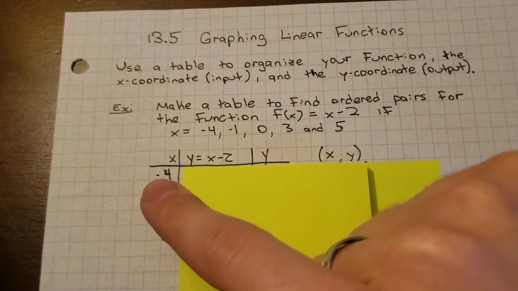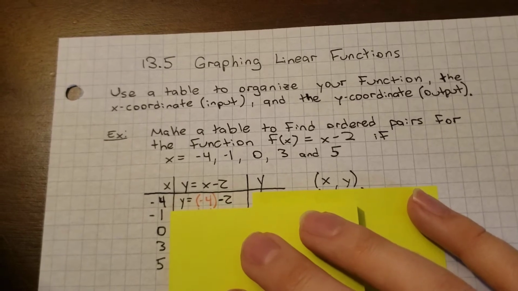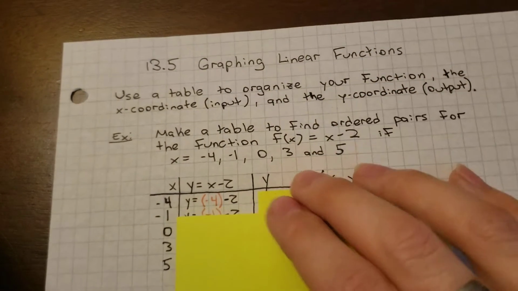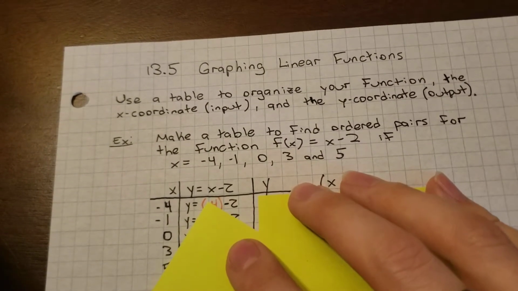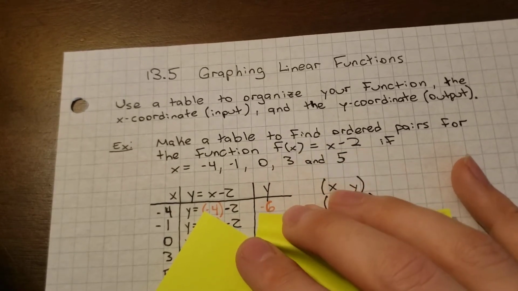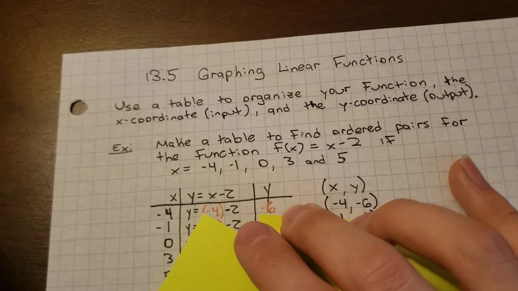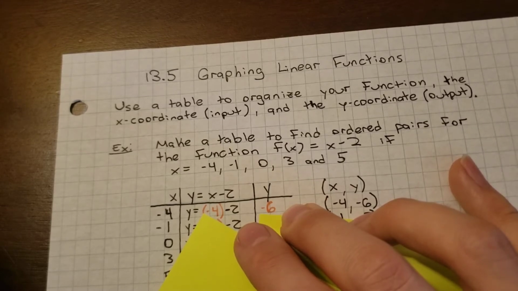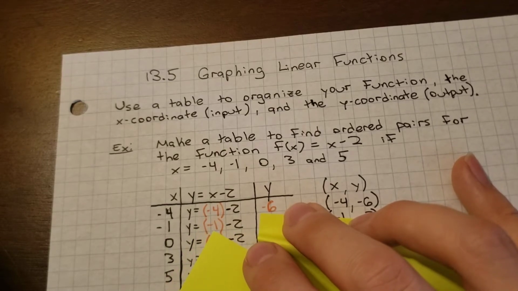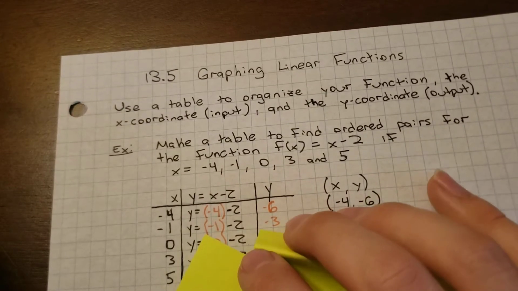Okay, so let's look at the first one. I'm going to substitute in -4 for my x value, which is going to give me a y value, giving me the coordinate pair x comma y, -4 comma -6. Okay, moving on, -1 I'm going to substitute in. -1 minus 2 is -3, giving me the point -1 comma -3.